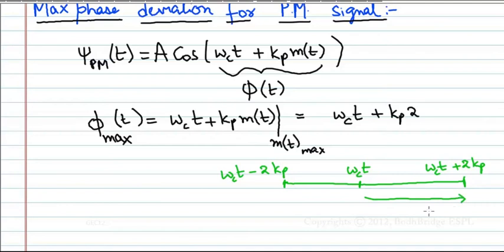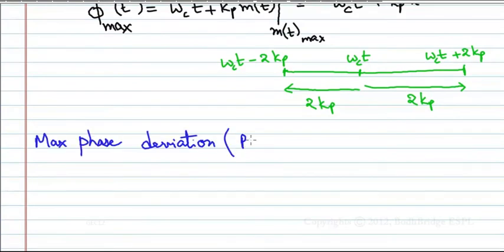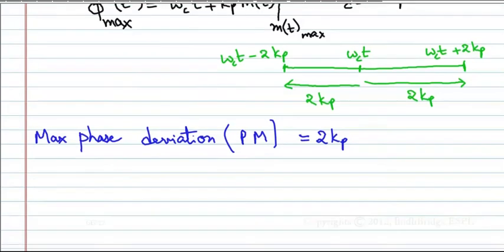Therefore, the maximum phase deviation, that is the deviation from the center, is how much? 2 times kp. This side and this side also 2 times kp. Therefore, what is the maximum phase deviation in this case? For the phase modulated case, it is equal to 2 times kp. Alright. Next.